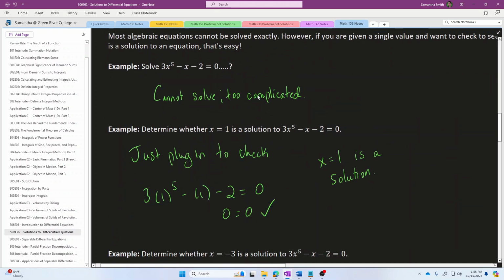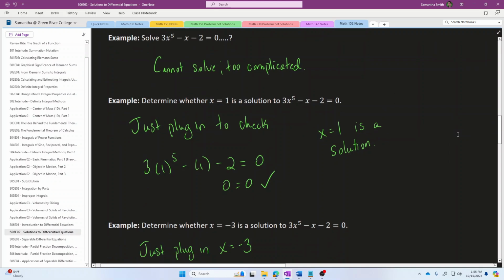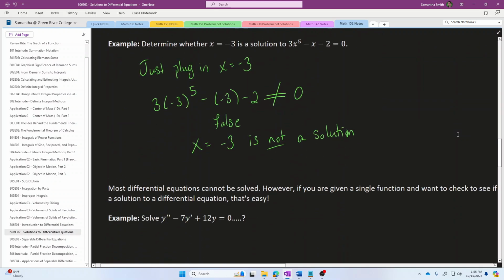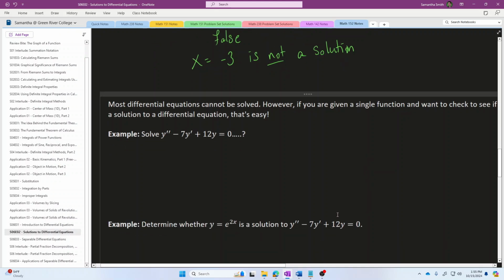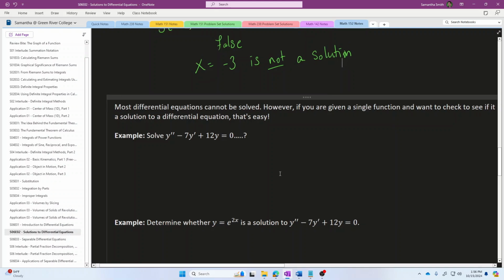Now, this is the situation in algebra, and in differential equations, it's exactly the same. The vast majority of differential equations are too difficult to solve yourself. Even after you finish and graduate and pass differential equations, the math class, there will still be a ton of differential equations that are too difficult to solve.